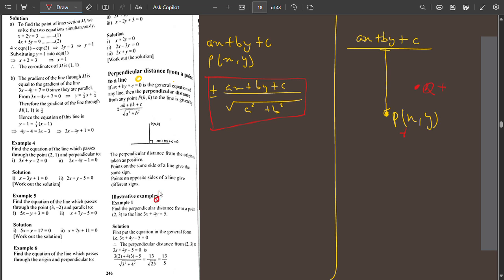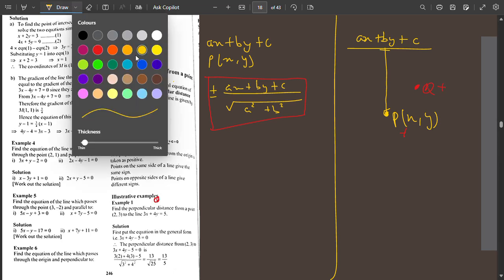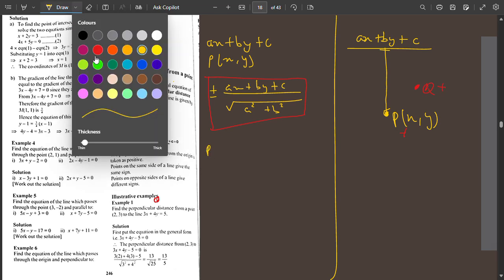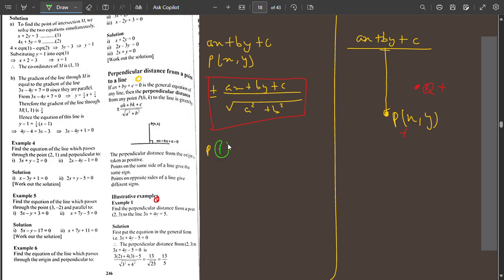Let's take example 1. In example 1, find the perpendicular distance from a point. The point is 2, 3 to the line. The line is 3x plus 4y is equal to 5. Find the perpendicular distance from this line to this point.